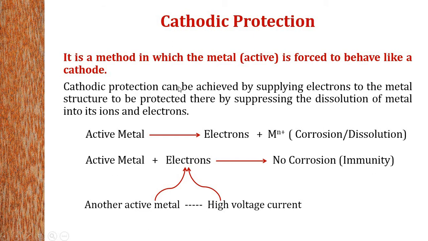So cathodic protection is a method in which the metal is forced to behave like a cathode, and it is achieved by supplying electrons to the metal structure. This suppresses the dissolution of metal. So how can we supply the electrons? We can either use another more active metal or we can use high voltage current.